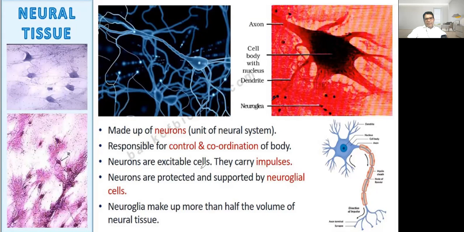Neurons are excitable cells, they carry impulses. If they are excited, they can carry impulses from one place to another. Neurons are protected and supported by neuroglial cells. Neuroglia make up more than half of the volume of neural tissue. So a major part of the neural tissue is neuroglia.